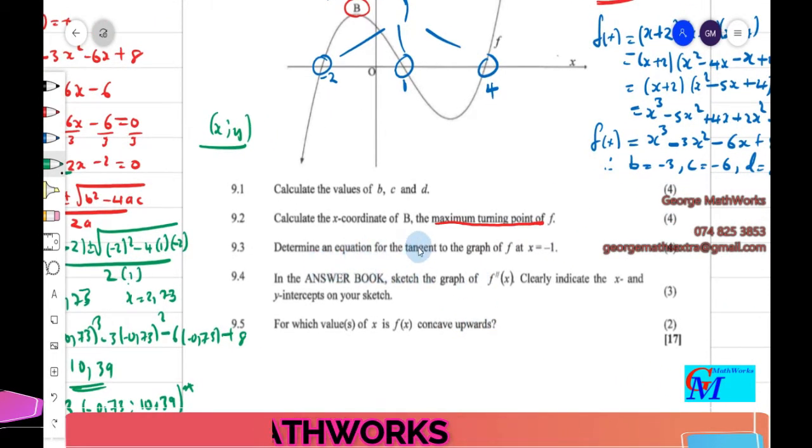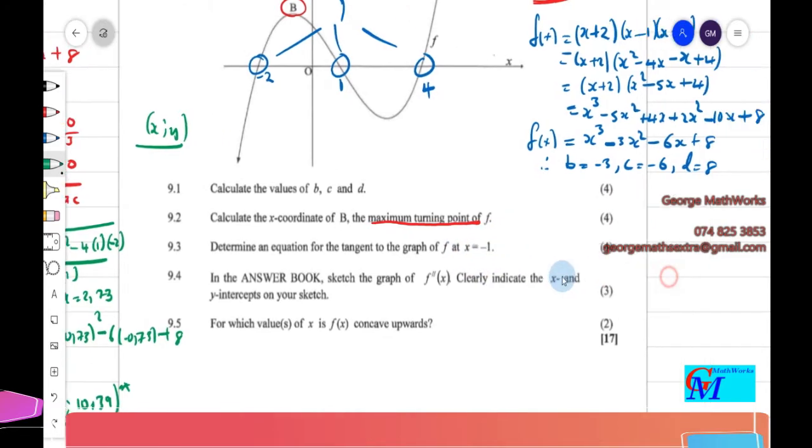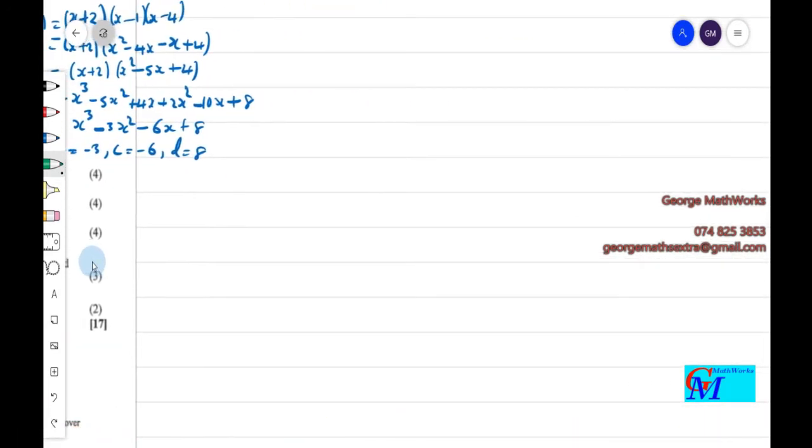Now they are saying determine the equation of the tangent to f at x equals negative 1. At this point there is something we need to remember, something that we discussed in the notes. If I am to give a sketch, I'm going to sketch something, then I'll give you the notes that we discussed. Let's say I have a sketch like this.